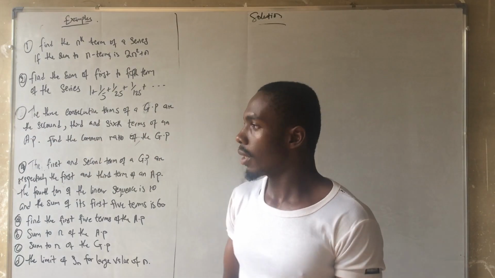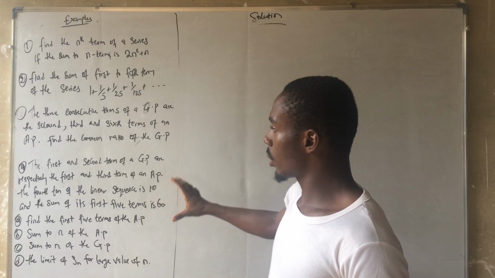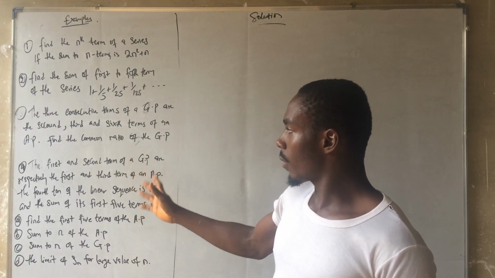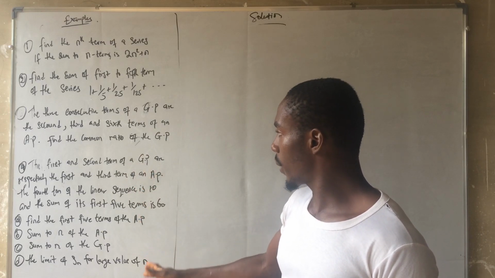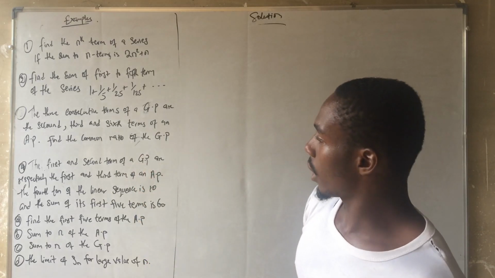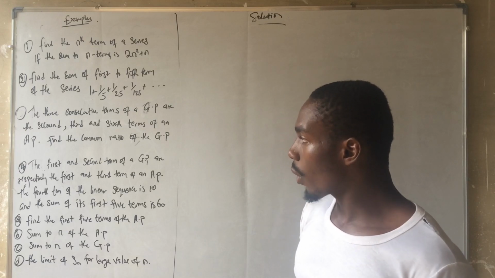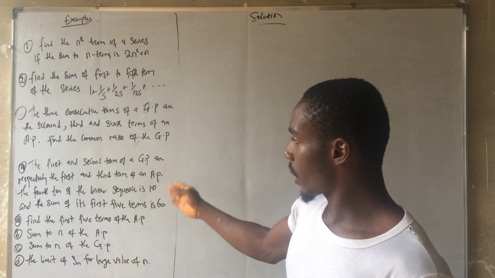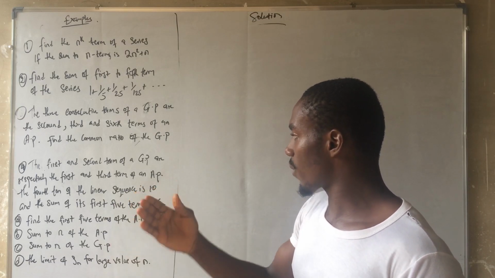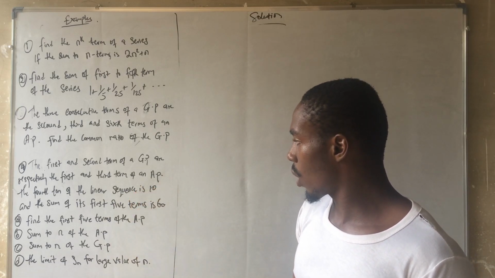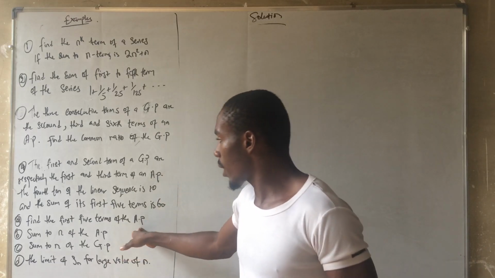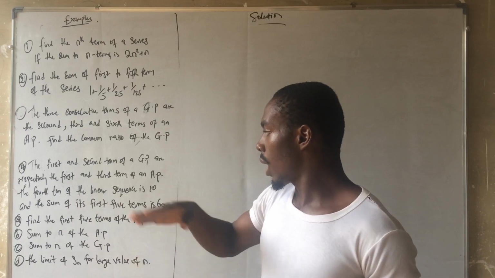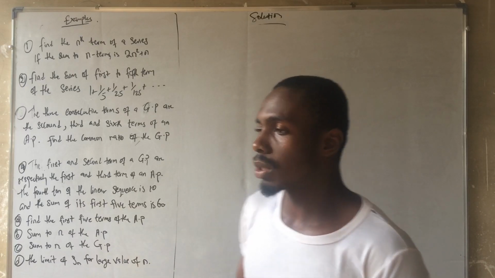Alright, good afternoon everybody. I'm back, and in this video we're going to be solving number 4, the last one. The first and second terms of a GP are respectively the first and the third term of an AP. The fourth term of the linear sequence, which is the AP, is 10, and the sum of the first 5 terms of the AP is 60. We have to find the first 5 terms, the sum to n of the AP, the sum to n of the GP, and the limit of Sn at large value.